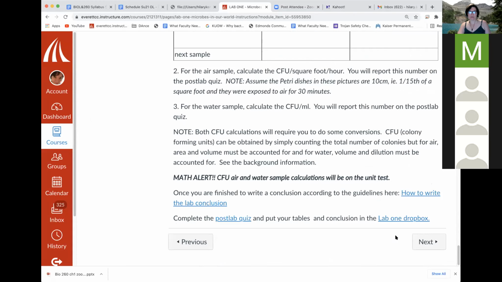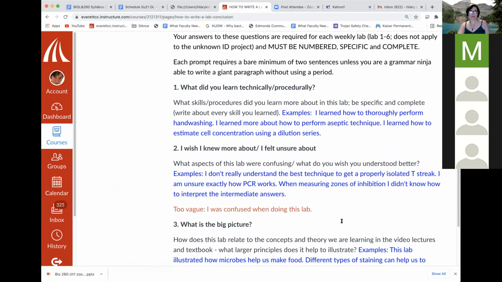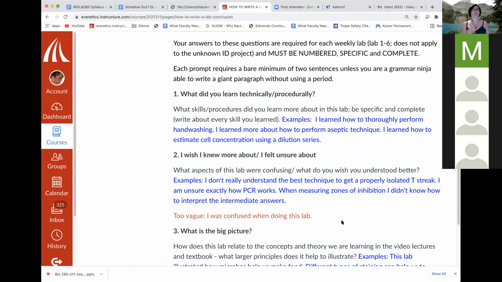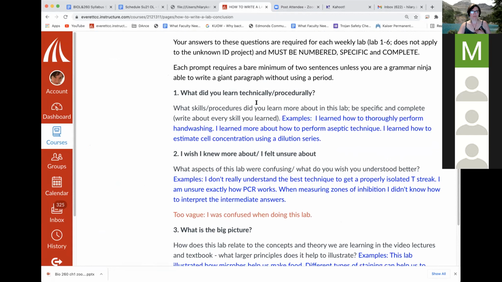Okay, so first of all, how to write a conclusion. It's the same for every lab. Basically, you're going to answer 3 questions about everything you did. So think about part 1A, what did you do? Part 1B, what did you do? You're going to say what you learned how to do technically or procedurally. And you'll just have a statement about that, just so I can look at it and see, yes, you registered what you learned about.